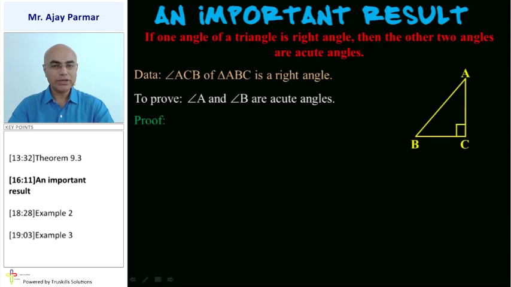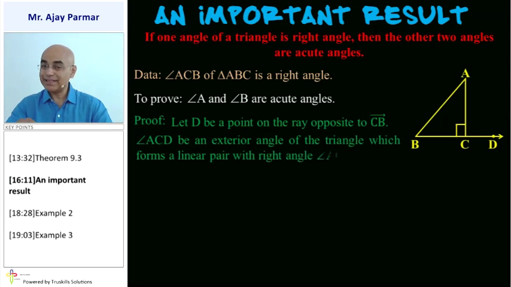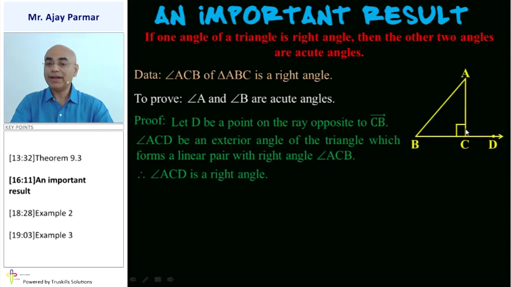Let us see. For that, once again, we need to carry out some construction. Let D be a point on the ray opposite to ray CB. So measure angle ACB and the exterior angle ACD form a linear pair. And that linear pair means measure angle ACD is a right angle once again. Why? Because we know that a linear pair is supplementary. Measure angle ACB, we know, is 90. So if two angles form a linear pair, or are supplementary, and one of them is 90, the other has to be 90.